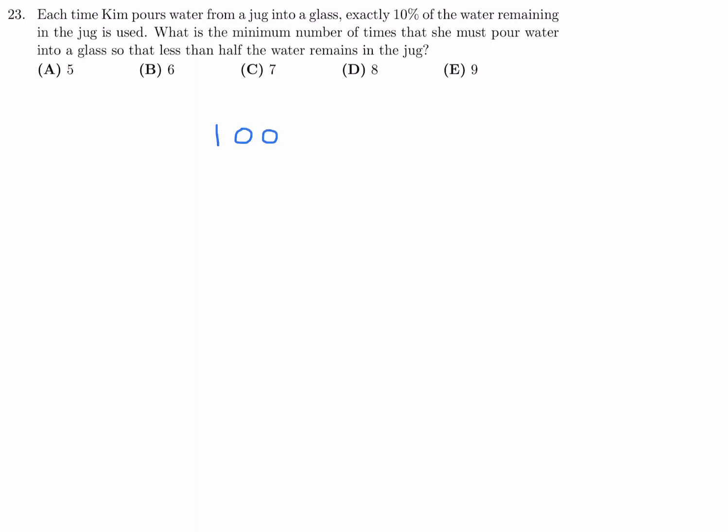Let's say there's 100 units of water in the jug. The first time she pours, she will pour out 10 units. That means there's 90 left. Then 10% of 90 is 9, and that's the second time she pours. Then there's 81 left. The next time she will pour 8.1, and that is the third time she pours. And now there's approximately 72.9 left.